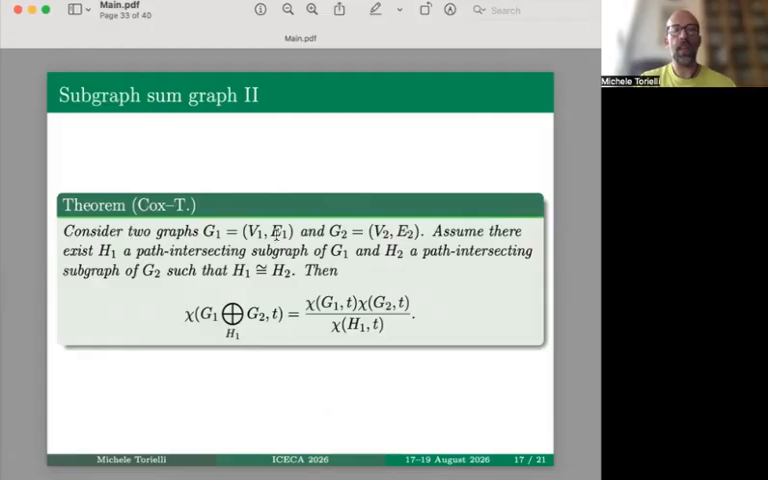So the idea is that if I have two graphs and I glue them along a subgraph, I need to assume that the subgraph H1 of G1 is path intersecting and the subgraph H2 of G2 is also path intersecting. Then I have a generalization of the clique sum theorem. In fact, the chromatic polynomial of the subgraph sum of G1 and G2 along H1 is nothing else than the chromatic polynomial of G1 times the chromatic polynomial of G2 divided by the chromatic polynomial of this common part.